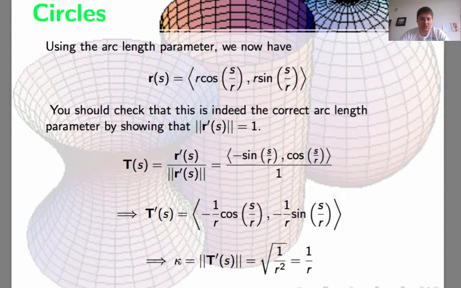You'll notice that, again, using the fact that sine squared plus cosine squared is equal to 1, we get that kappa is equal to the square root of 1 over r squared, which is just 1 over r. Yes, that's what we wanted to show. The curvature of a circle is 1 divided by its radius, and that's at any point along the circle. It doesn't matter where you are. It's got the same curvature everywhere.